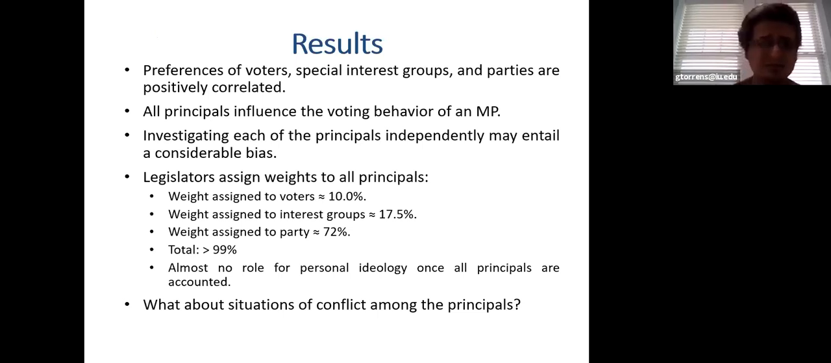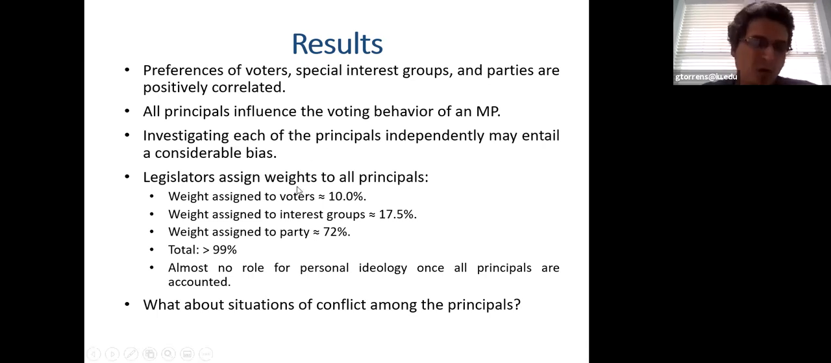So, summary of results. First of all, if you look at descriptive data, the immediate thing that you will observe is that the preferences of voters, special interest groups, and parties are positively correlated. The preferences of the different principals are not always aligned, but overall there is some positive alignment. The second finding is that all principals influence the voting behavior of MPs. It's not that for some principals the coefficients are not significant; they're always significant. An immediate implication is that if we miss the preferences of one principal, let's say special interest groups or the party, we are introducing a bias in the estimation of the importance of the other principals.